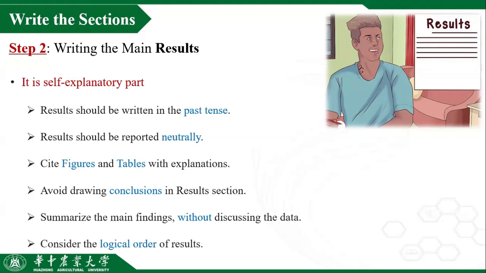You have to cite the figures and tables, and make explanations in the results section, and avoid writing conclusions or interpreting your results. If you are writing the results in one section, don't interpret. Don't say the cause of this result. Say the result and leave the interpretation to the discussion part, and don't write a conclusion. Also summarize the main findings without discussing the data if you are writing the results alone. And finally, consider the logical order of the results. The same order in which you did the experiment is the same order in which to present your results.